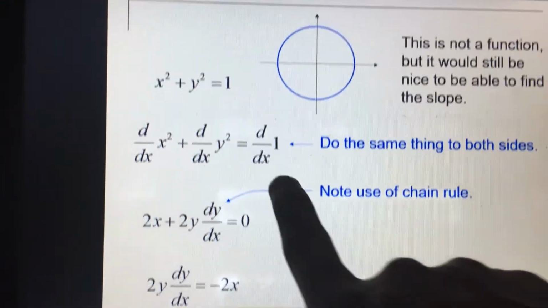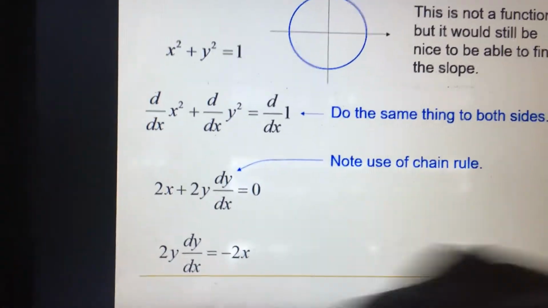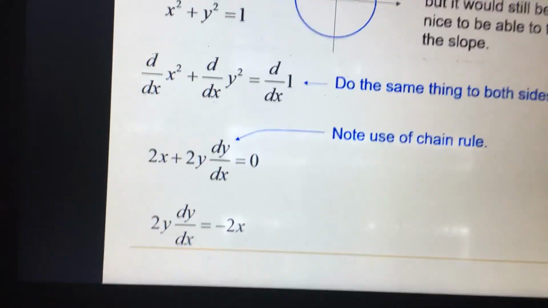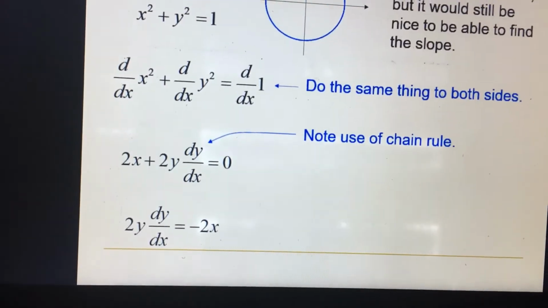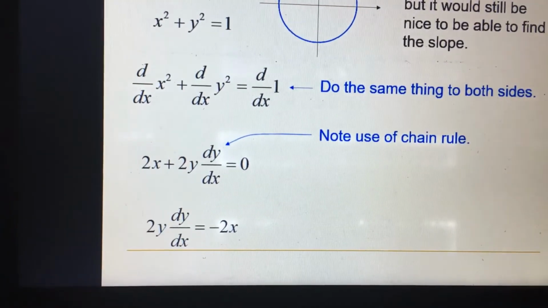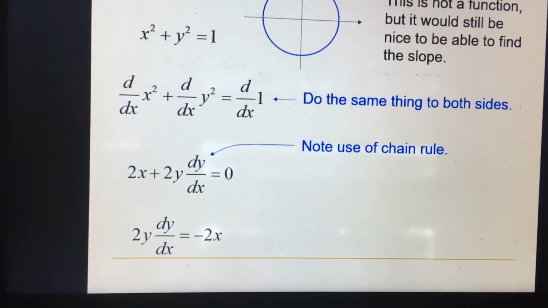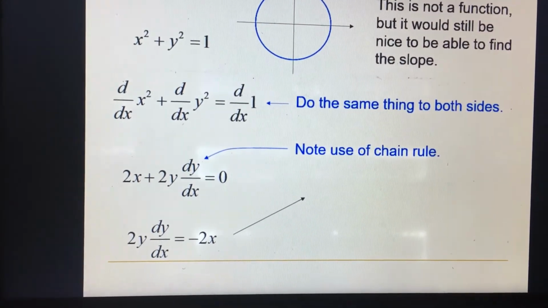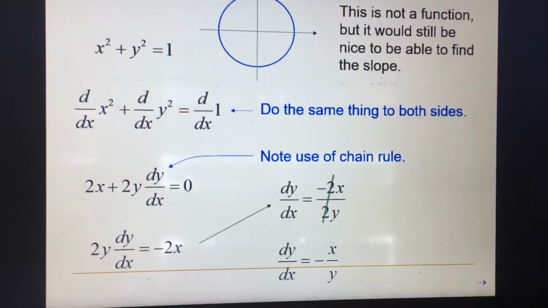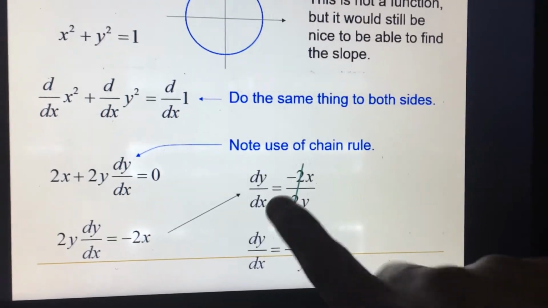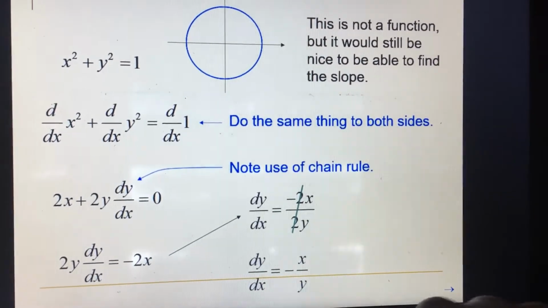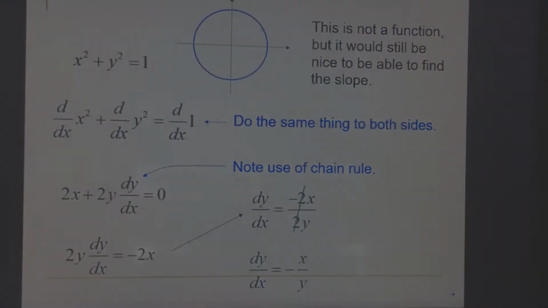So, to find the dy over dx, or simply y prime, the same lang yan sila. To find the dy over dx, transpose the 2x, ilagay sa kabilang side, and divide both sides by 2y. Therefore, your y prime now, or dy over dx, is equal to negative x over y.